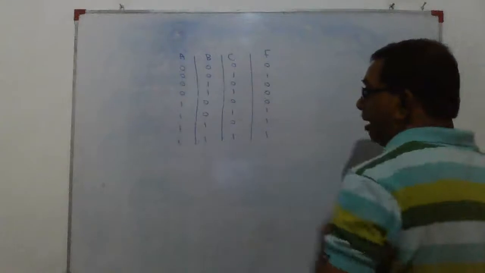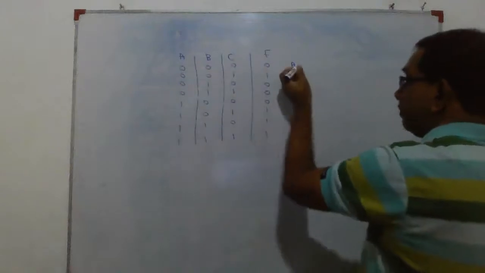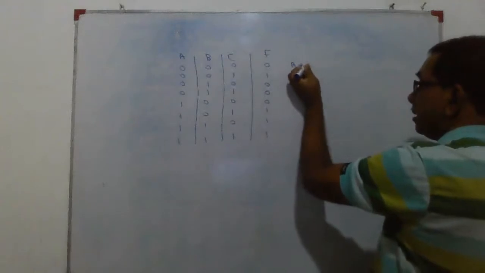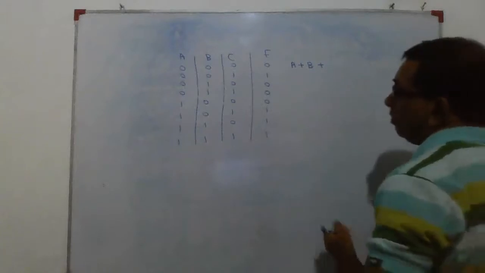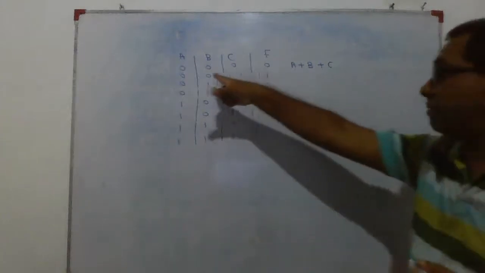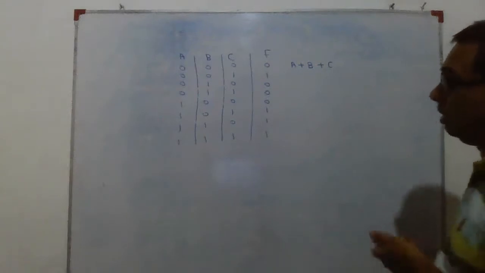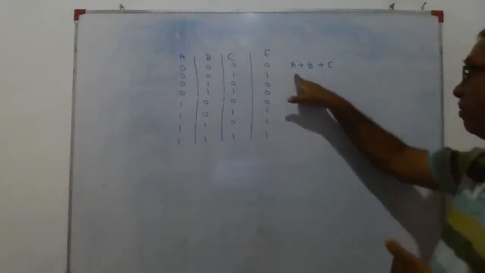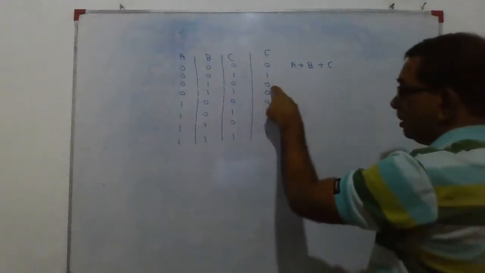If it is A bar, we say A. If it is AND, we say OR. Then we have B bar, we say B. If it is AND, we say OR. This is C bar, so we say C. Now this is the way of getting the complement value. This is A bar and B bar and C bar, the complement of it, A or B or C. Then we don't need this one, we need this one.